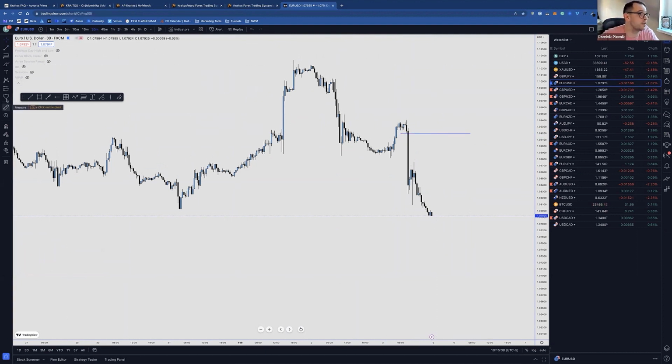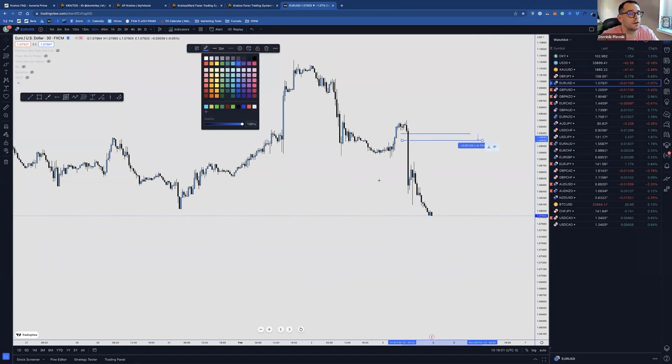The next thing we can set up is how much profit we go for. In the default settings, we have a 10 pip take profit. So you can see here, if Kraitos has a 10 pip take profit right now, I'm going to do a different color.